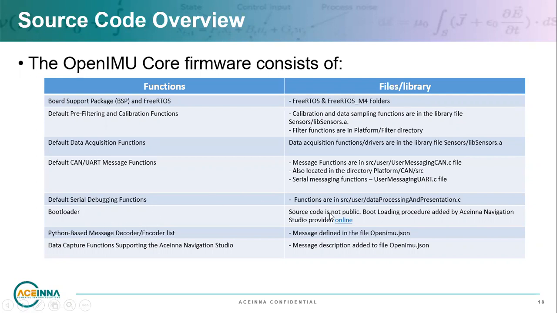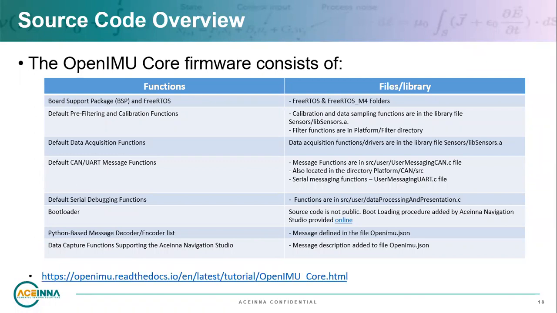The bootloader source code is not public, but we have bootloading procedures that are added to the Aceinna Navigation Studio, provided online. We have a Python-based message decoder and encoder list. These are defined in the file OpenIMU.json. Finally, we have data capture functions which support the Aceinna Navigation Studio. These message descriptions are added to the OpenIMU.json file. All these functions and elements are explained in detail in the online manual. All the documentation is available online at the link below.